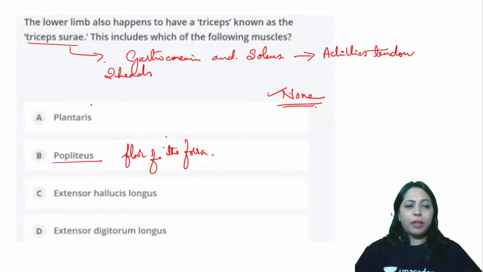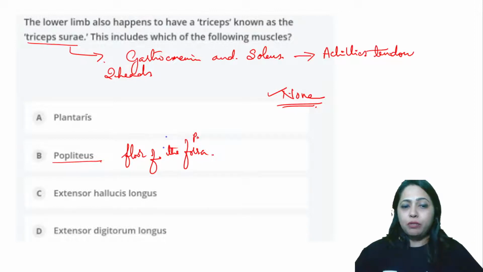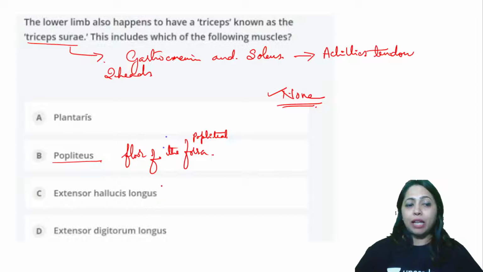All right. So where is plantaris? It actually forms the floor of the femoral triangle. This one forms the floor of the fossa, that is the popliteal fossa. Then extensor hallucis is in the anterior compartment. Extensor digitorum is also in the anterior compartment.